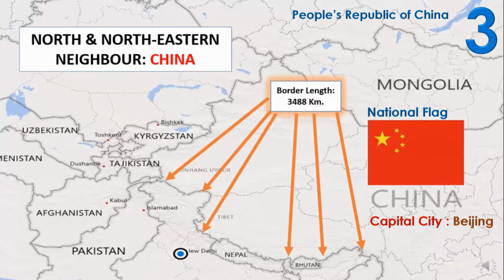Now, number 3, the People's Republic of China. The border length between China and India is 3,488 kilometers. As you can see here, here's the national flag of China and the capital city, which is called Beijing.